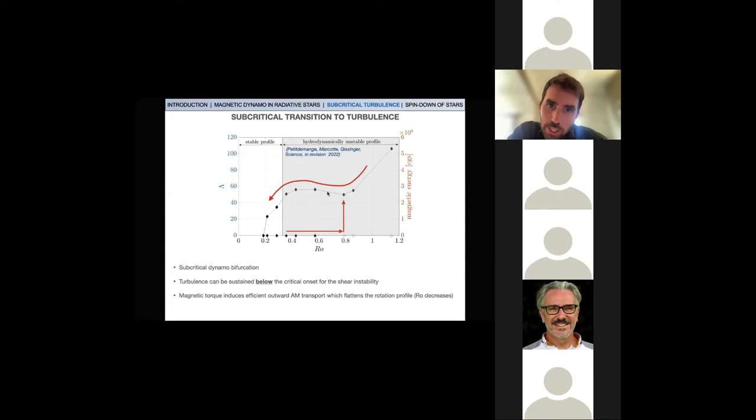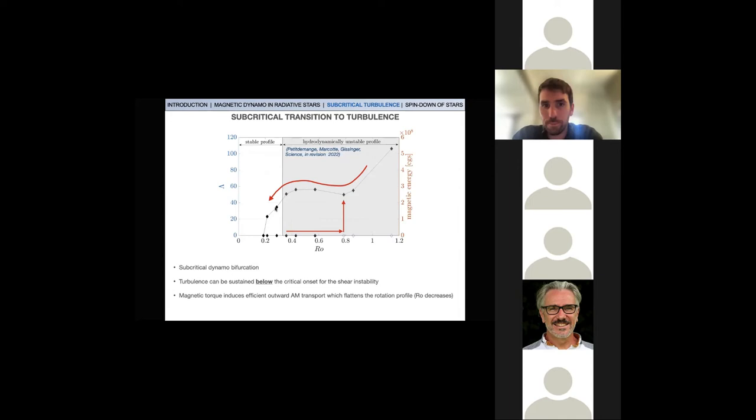So once you're here, there is a strong subcritical dynamo, there is a magnetic torque. So there is some angular momentum transport and the star starts to flatten the rotation profile. So the differential rotation decreases. So we move along this line. But because it's a subcritical transition, we don't go to zero. We remain on a non-zero turbulent state. And you can arrive here where, as you said, you have turbulence and magnetic field in a region which is stably stratified. So it's a way to get turbulence in stably stratified regions. Okay.